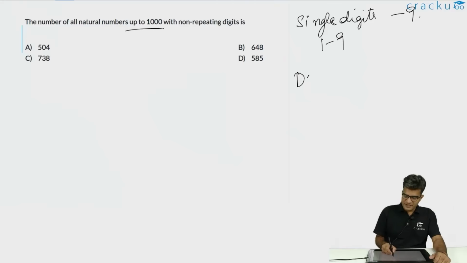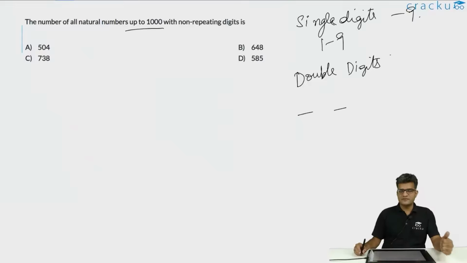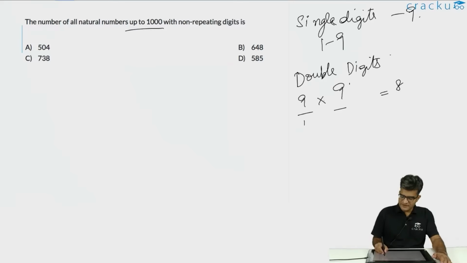Suppose we are looking at double digit natural numbers, that is the numbers from 10 to 99. It will have 2 digits. The first digit can be any number from 1 to 9. It cannot be 0. So this can be represented in 9 ways. The second digit can be any of the numbers including 0, which is not the first number. So this can be another 9. So the total is 81.